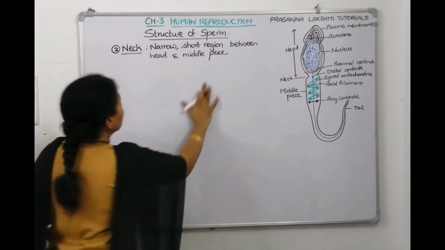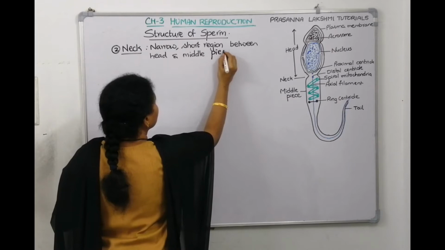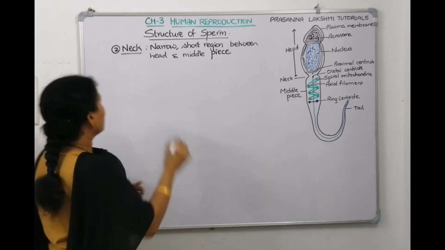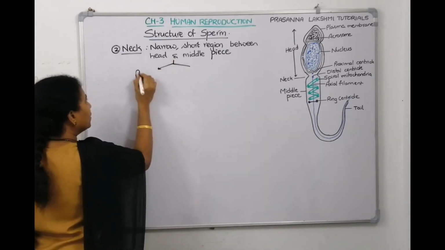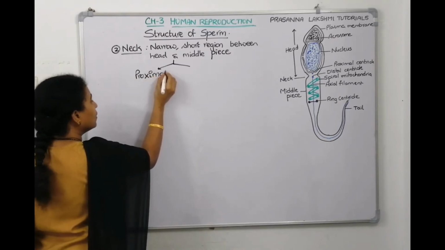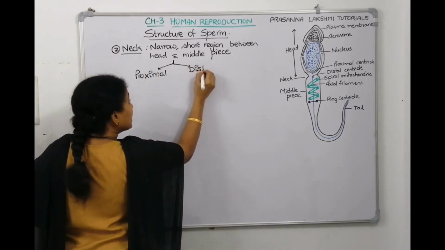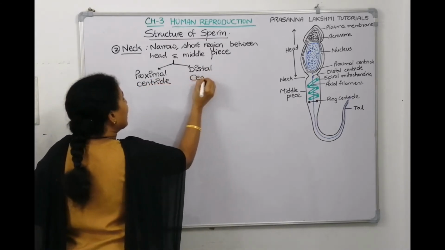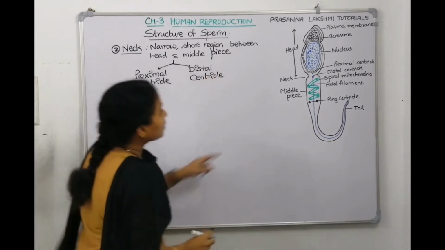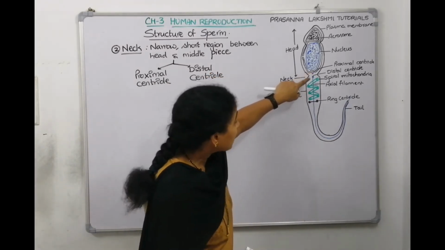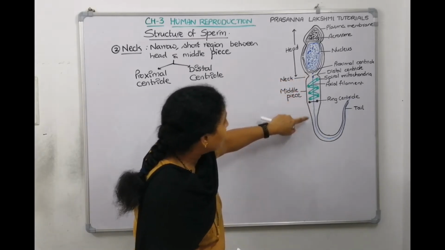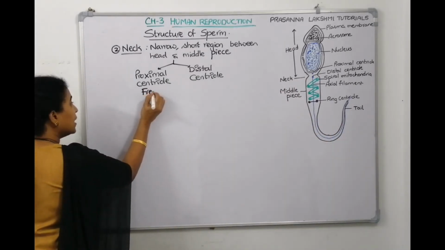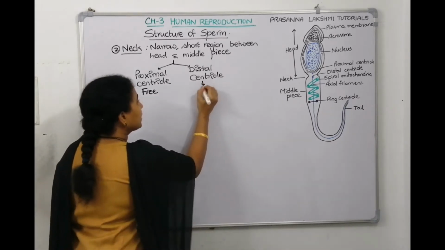Now, what is the neck filled with? Neck is filled with a pair of centrioles. Neck has one proximal centriole and one distal centriole. Proximal centriole is free, whereas distal centriole joins to the axial filament which runs through the middle piece and the tail.